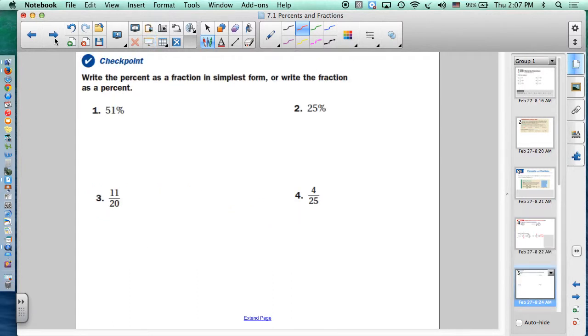At this point, why don't you go ahead and try a few examples. Here are 2 examples where you change a percent to a fraction, and 2 examples where you'll change a fraction to a percent. At this point, press pause on the recording, work out these problems, and then I will work them out and you can check your answer.